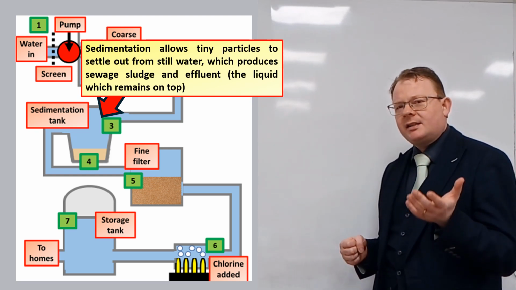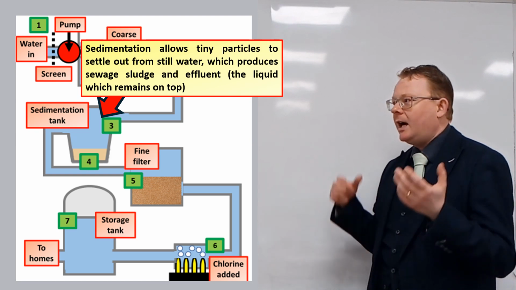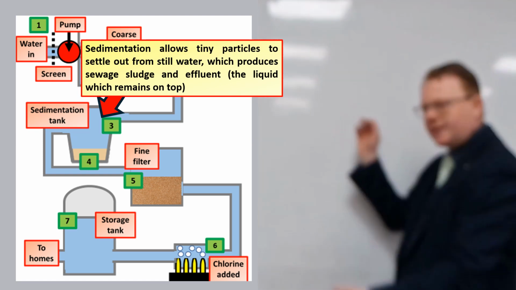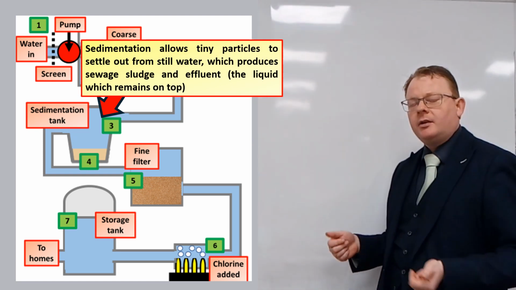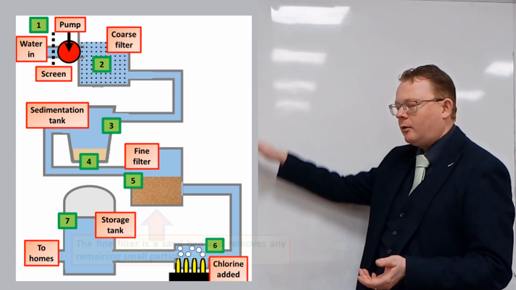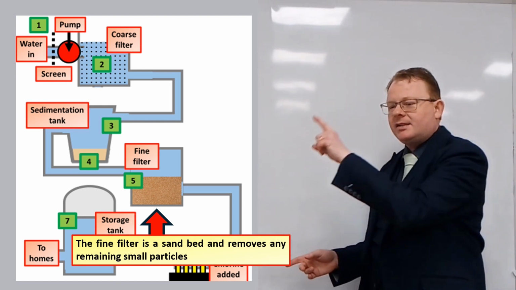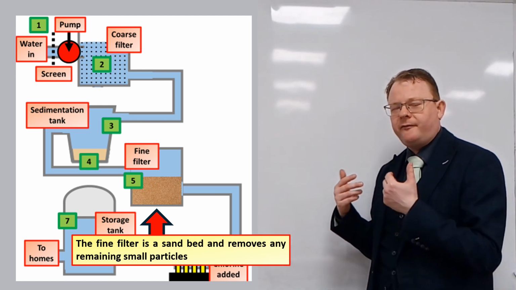When it gets into that sedimentation tank, we add aluminium sulfate to it. That aluminium sulfate will help clump together any bits of mud or anything that's floating around in the water. We then leave it in there for a bit and we allow all that sediment to settle down to the bottom. It then goes and it's pumped through a fine filter.